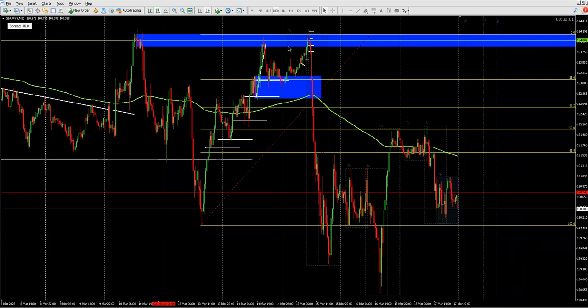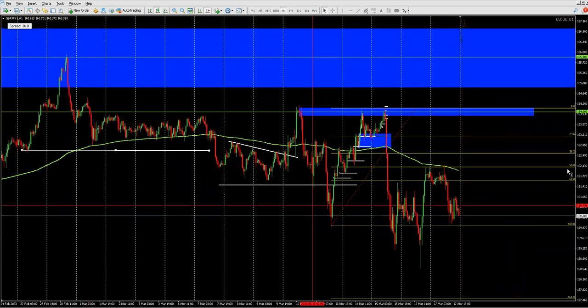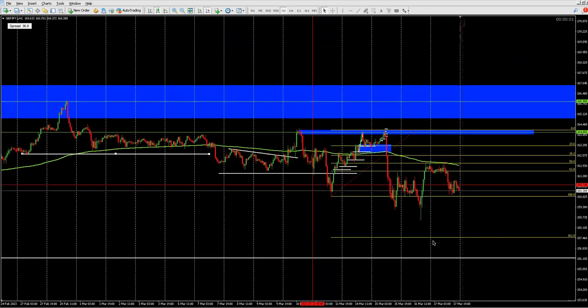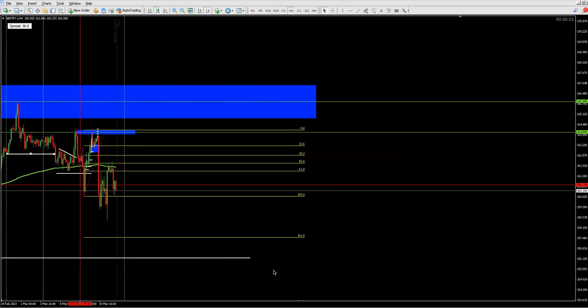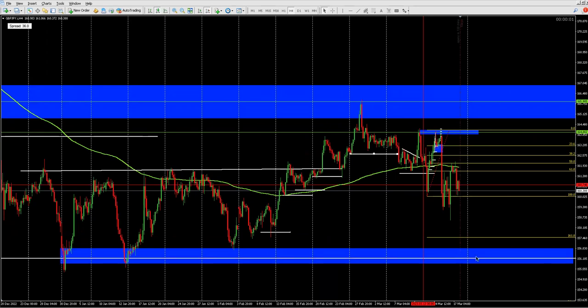So now that we know that, we hit the 100% zone. Now, what do you think I'm expecting? I'm looking for price to hit what? The 161.8 zone. And look at where the 161.8 zone is. It is in confluence with this low point here, around this region, which is a very important area.